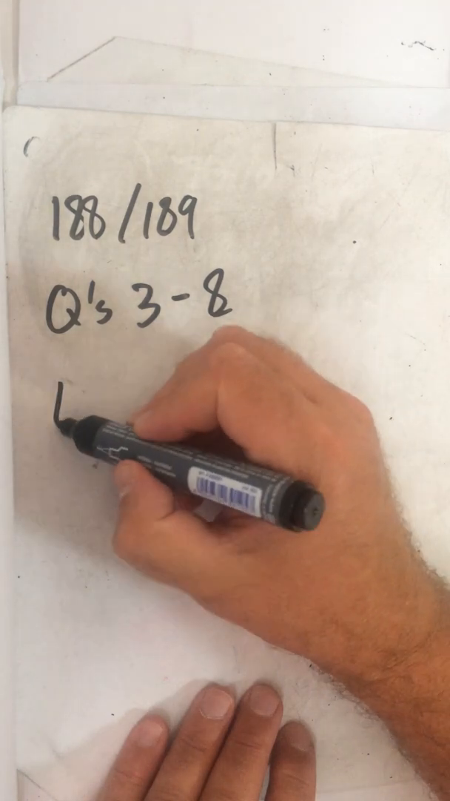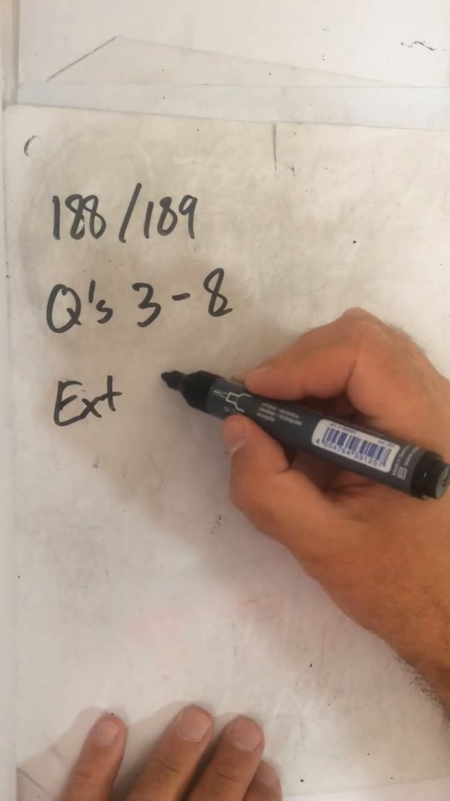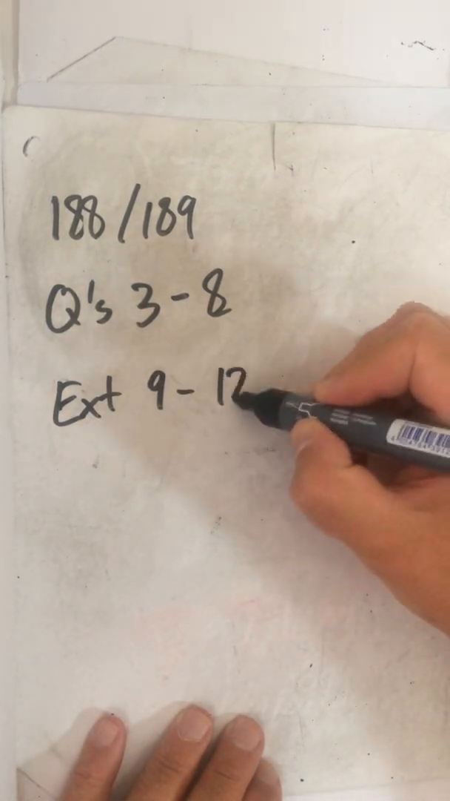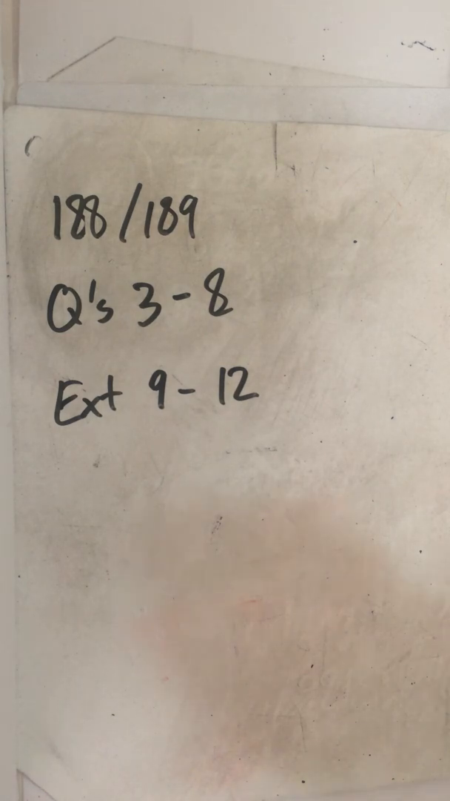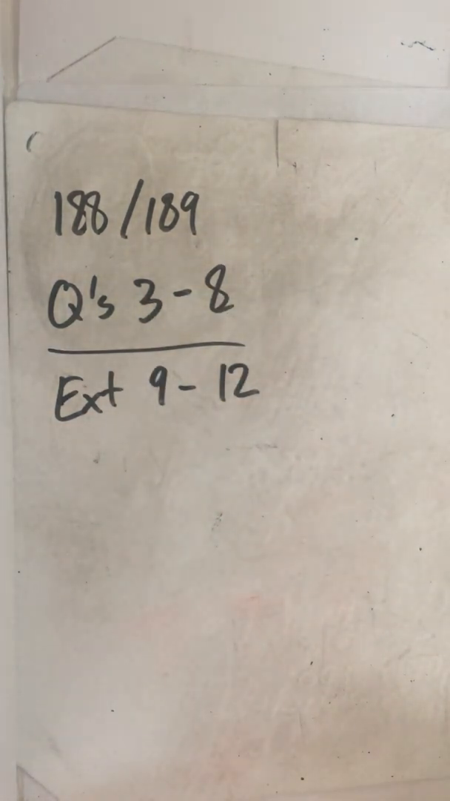If you have time, please have a go at the extension. It's staying on the same page, and the extension questions are just 9 to 12, so it's just finishing off that page. I'd like everyone to just do 3 to 8 so you have those basics, and then have a go at the extension questions if you've got time.